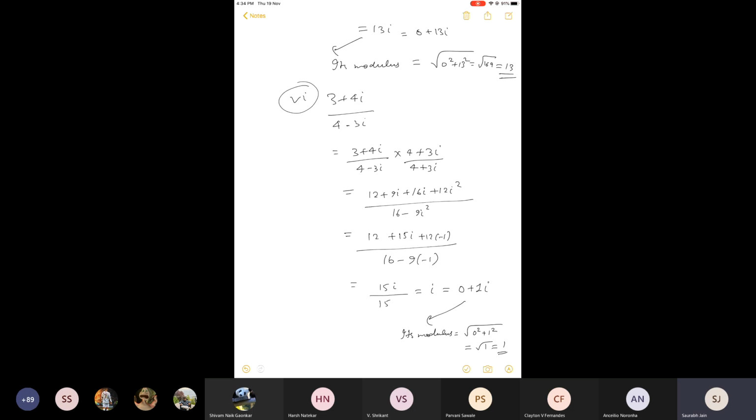Okay. So I hope now you know how to find the modulus of a complex number. You just need to write it in the form of a plus iota b. Pick a and b from there using the formula that mod z is under root a square plus b square. That's it.